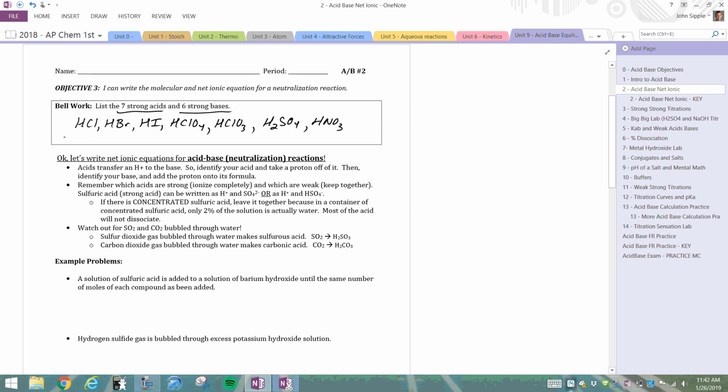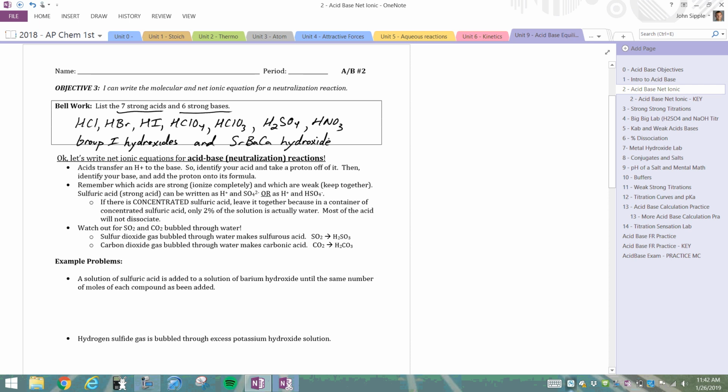Then our 6 strong bases are all of the group 1 hydroxides and the Sr, Ca, Ba hydroxides. Okay, we have to know those.